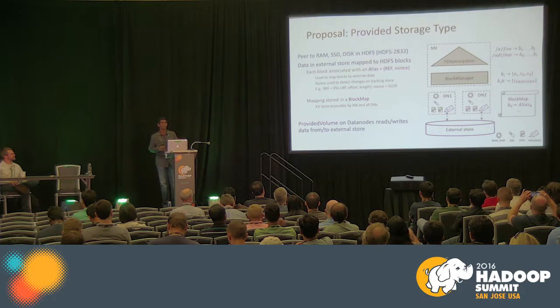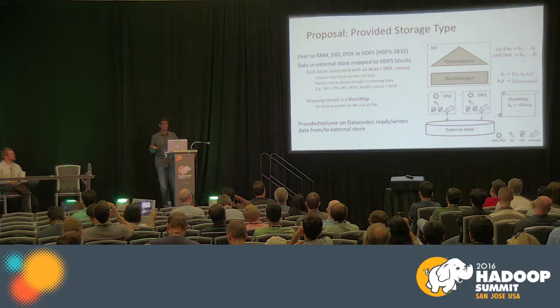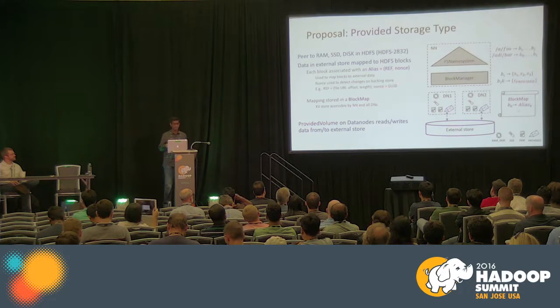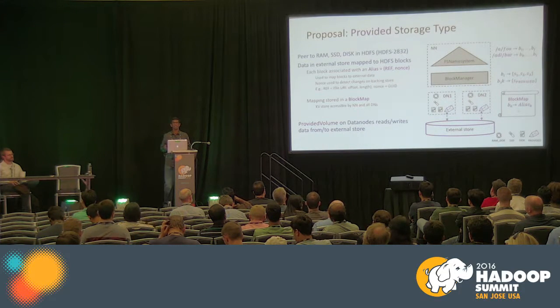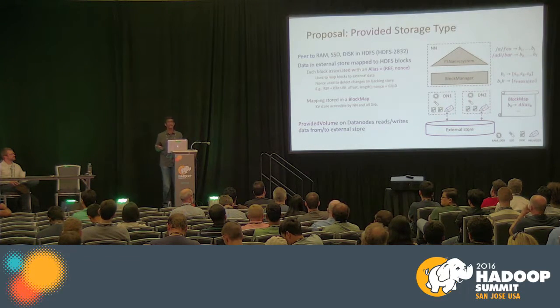So finally, we have in the data nodes what we call provided volumes. If anyone is familiar with the implementation, data nodes have these volumes which hold the actual data. So this would be an instantiation of that volume, and these volumes would be used to eventually write and read data from the external store. You can think of the provided volume as being a client to the external store that understands how to address data there.